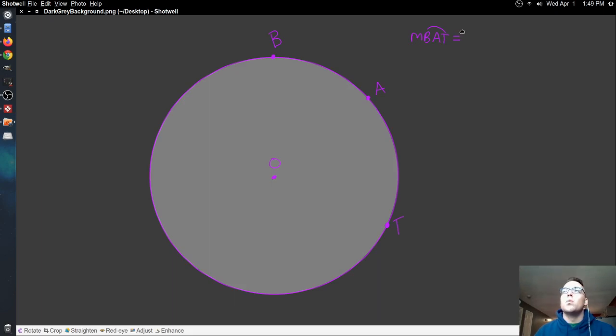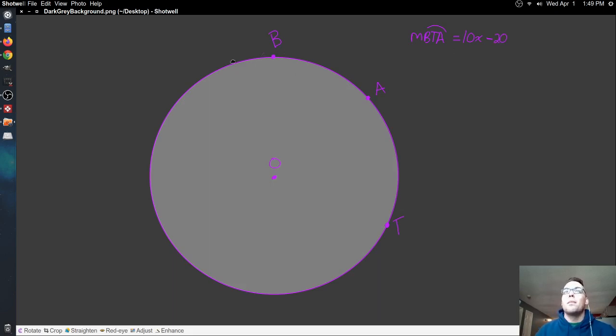is going to be equal to, actually no, I don't want BAT, I just did one of those. Let's do arc BTA. So BTA would be this big arc that goes all the way around through T to A. So that really, really big thing there is going to be 10x minus 20. So that is going to be the measure of that big entire thing.